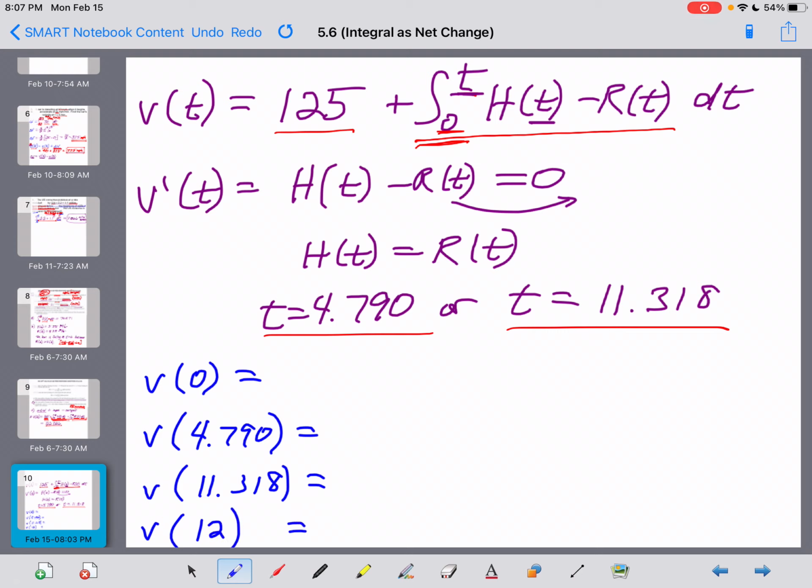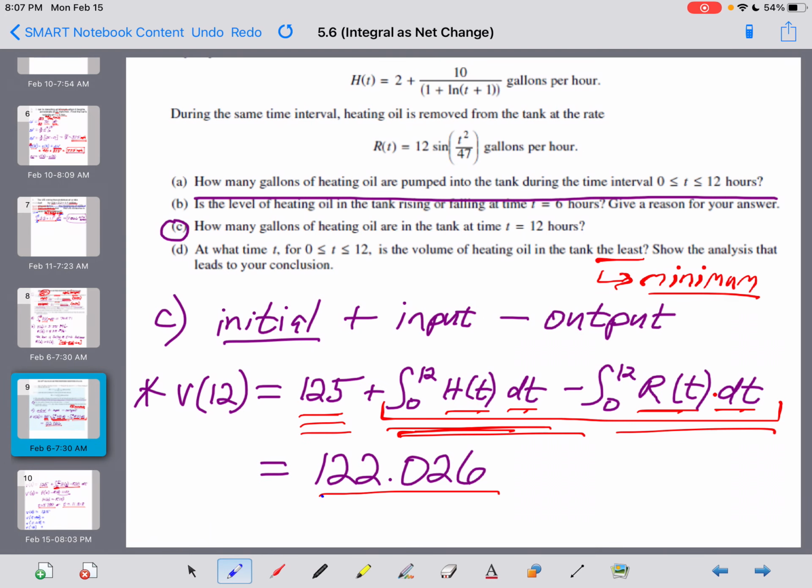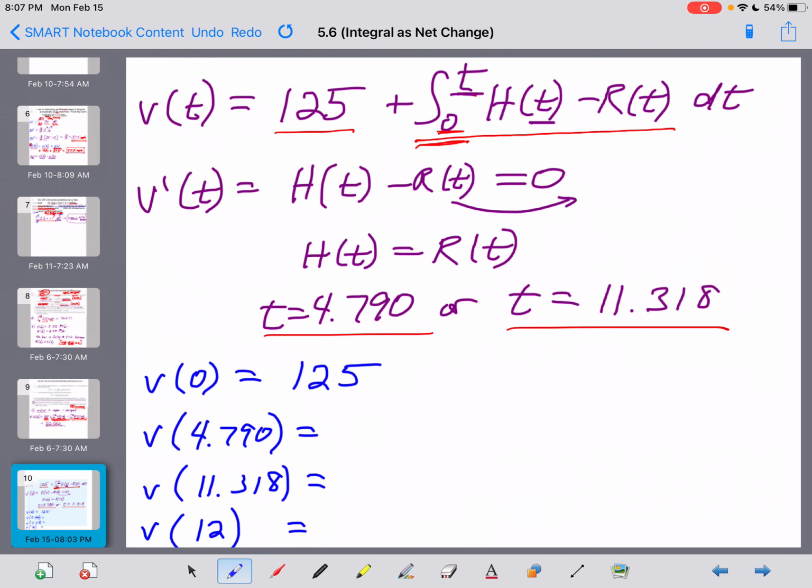Well, lucky for us, we already know 2 of these answers. V of 0 was the amount of oil in the tank at the beginning of this experiment, which was 125 gallons. And V of 12, I think we answered right here, 122.026. Gotcha. Now, it's going to be more work to evaluate the volume at the two critical points, but hopefully not too bad.